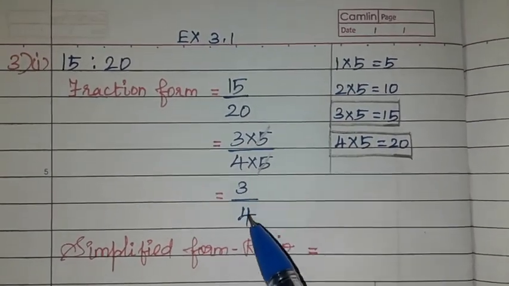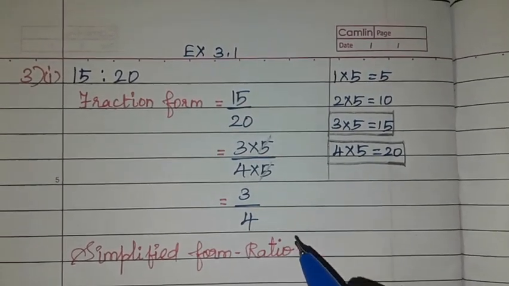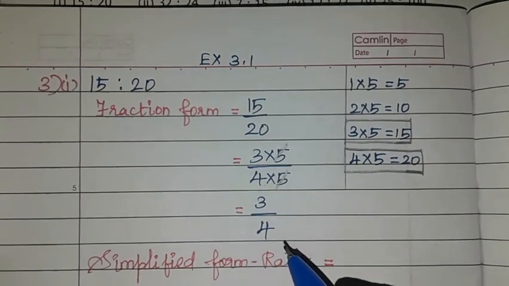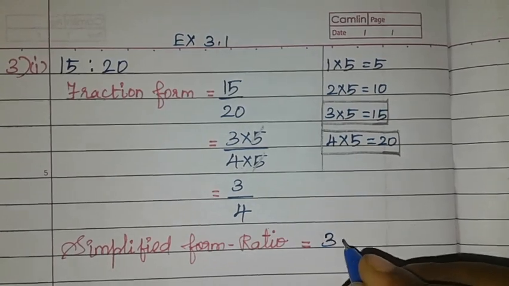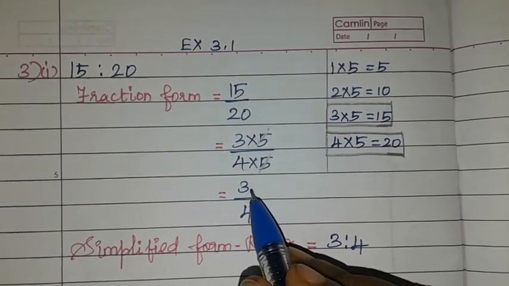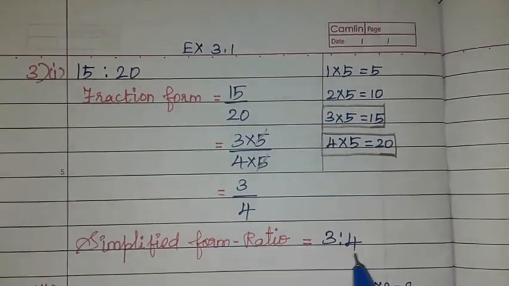Yes, 3 and 4 are different table values, so this is the simplified form. Only this 3 and 4 are present in the one table. So the simplified form of the ratio is 3 is to 4, since 1 is the only common factor for this 3 and 4.